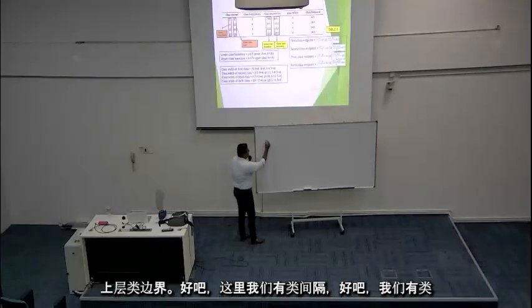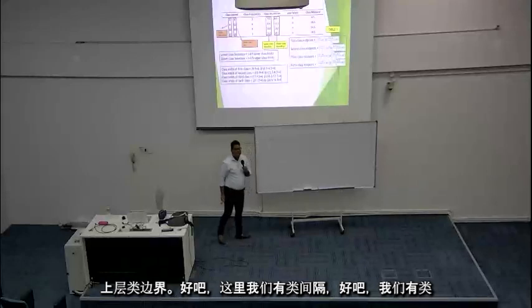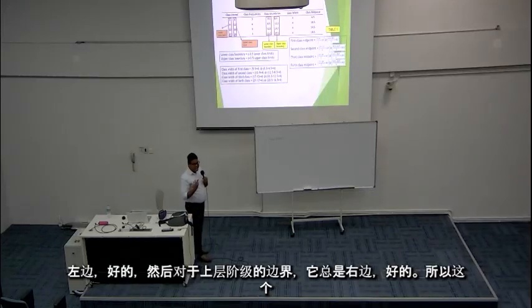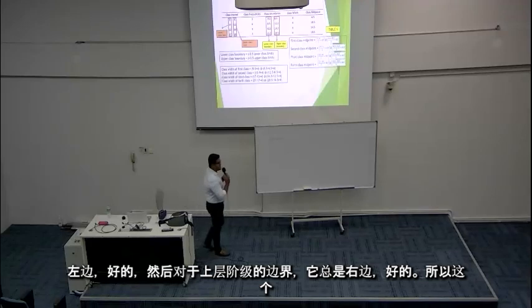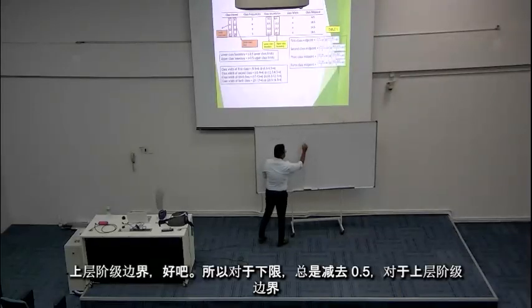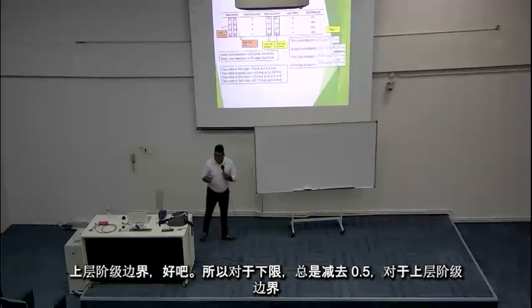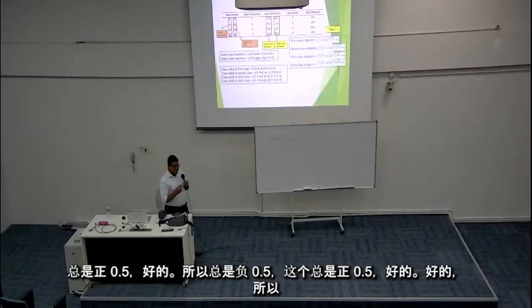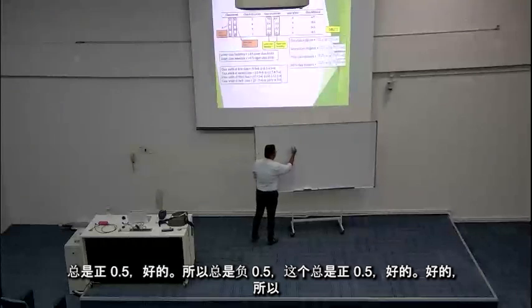Here we have the class interval and also the frequency. The lower class boundary is always on the left side, and the upper class boundary is always on the right. This one is the class interval, this is the class boundary, this is the lower class boundary, and this is the upper class boundary. For the lower class boundary, always minus 0.5. For the upper class boundary, always plus 0.5.